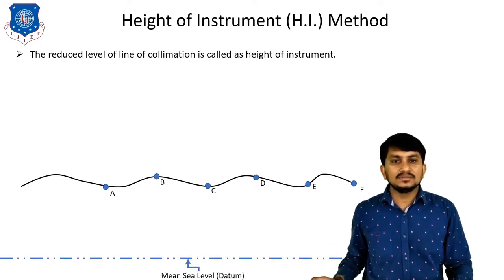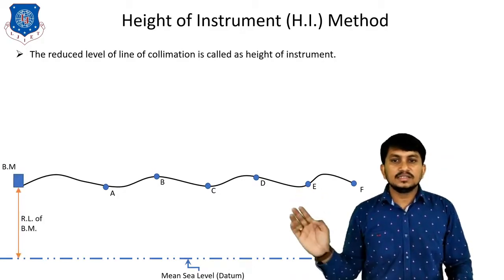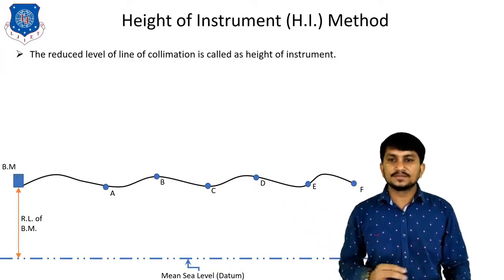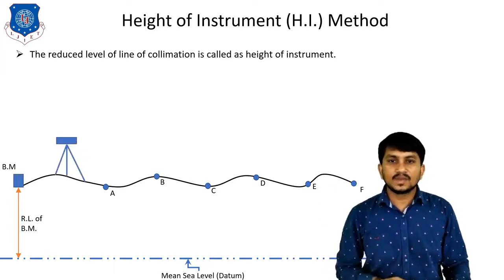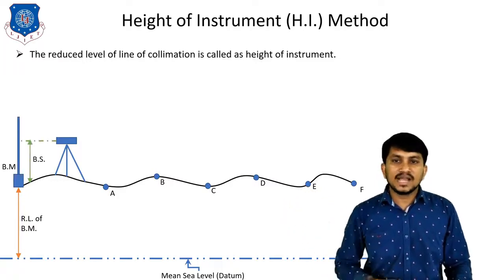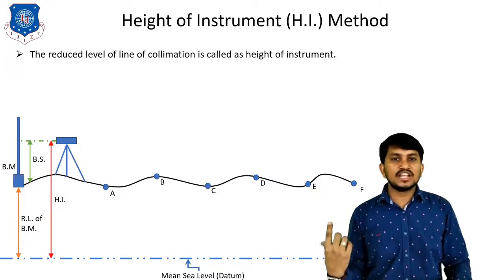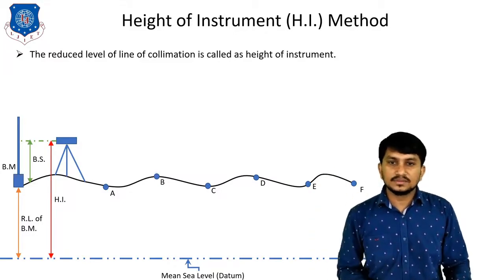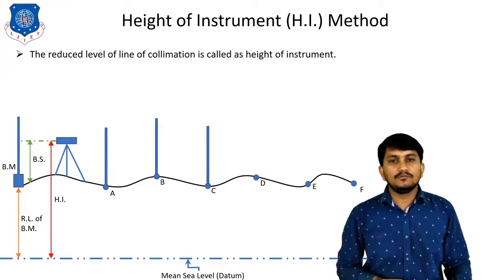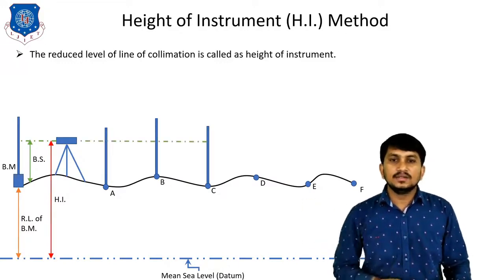Suppose there is a mean sea level or a datum surface. There is a benchmark. This is the RL of the benchmark, the vertical distance of the benchmark from the datum surface. This is the one setup. The first reading which is taken on the benchmark is called backsight, BS. This is HI. HI is equal to RL of benchmark plus BS. To find out the levels of all these points, we have to take the staff readings at all points one by one, like this.